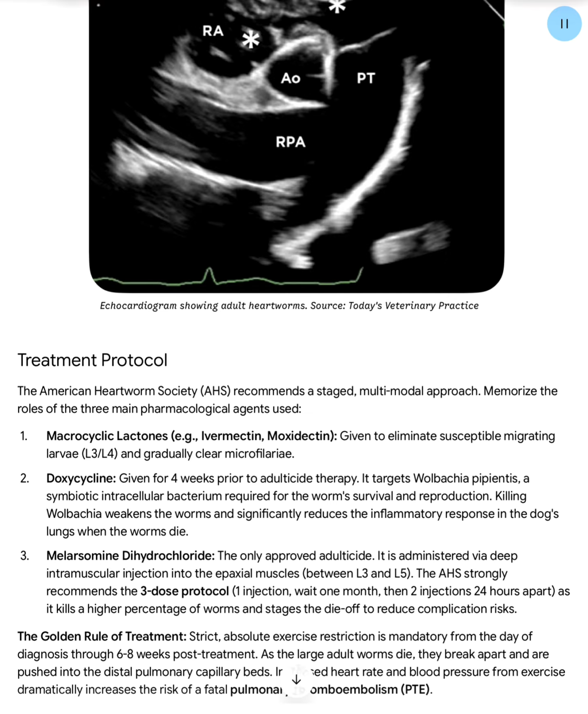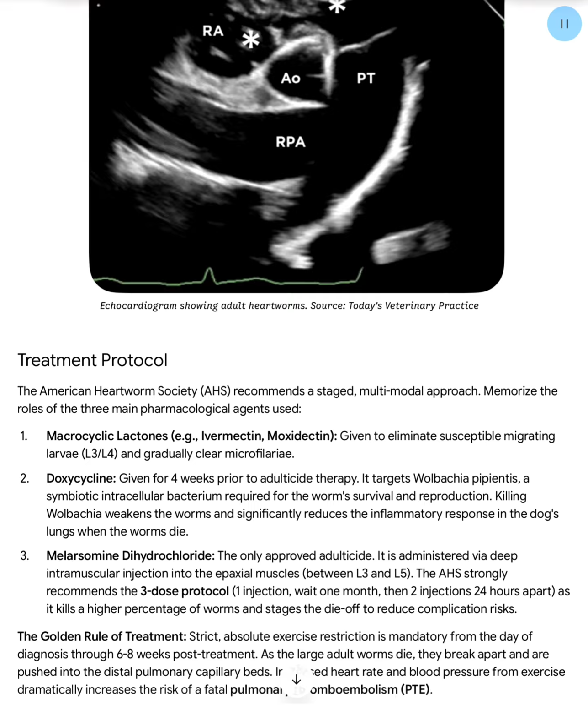3. Melarsomine dihydrochloride, the only approved adulticide. It is administered via deep intramuscular injection into the epaxial muscles between L3 and L5. The AHS strongly recommends the 3-dose protocol: 1 injection, wait 1 month, then 2 injections 24 hours apart, as it kills a higher percentage of worms and stages the die-off to reduce complication risks.